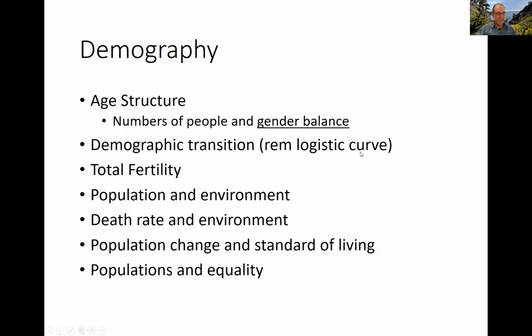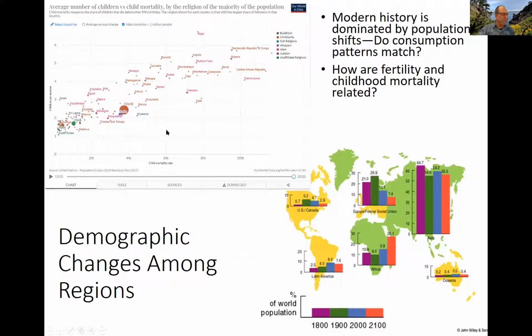immigration rates. So I use the term demography, and these are some terms: age structure and the demographic transition. I already talked about population environment, death rate, population growth, and the standard of living. But let me look at this question of age structure and demographic transition, because these are important concepts. So we're going to look now at demographic changes in different regions.